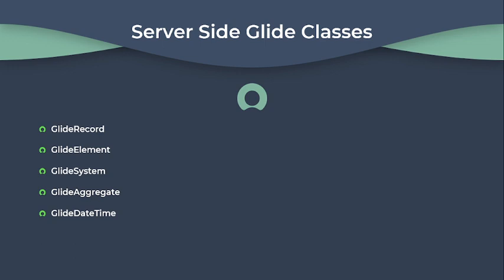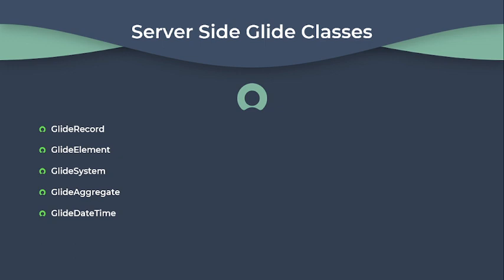Then GlideElement. We use this class to operate on the fields of the current GlideRecord. Then GlideSystem, we can use this class to get information about the system. Then GlideAggregate, we use this class to perform database aggregation queries such as count, sum, minimum, maximum, and average for creating customized reports or calculations in calculated fields. Then GlideDateTime, we use this class to perform date time operations such as date time calculation, formatting a date time, or converting between date time formats.